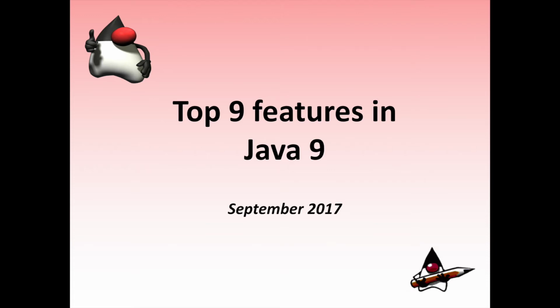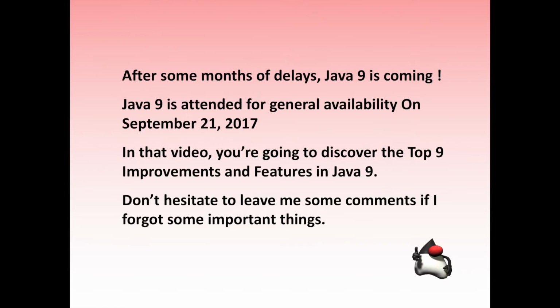Java 9 is coming soon. Even better, Java 9 is almost there. Its release date is approaching. In this video, you are going to discover the top 9 features and improvements which will be introduced by Java 9. For the moment, the current release date for the new Java version is September 21st. That means in less than 2 months, Java 9 will be there with the new module system as major change.